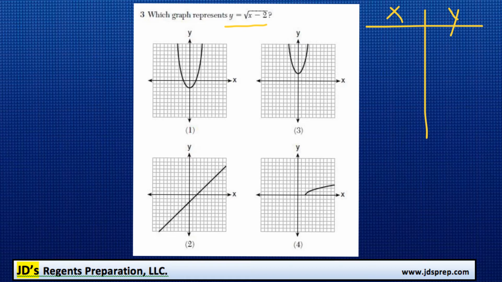So, for example, let's start with an x value of 0. To find out what y is, we're going to take the square root of x minus 2, which in this case is 0 minus 2, or negative 2. And you can't square root a negative number, so basically there will be no point. It just doesn't exist when x equals 0.